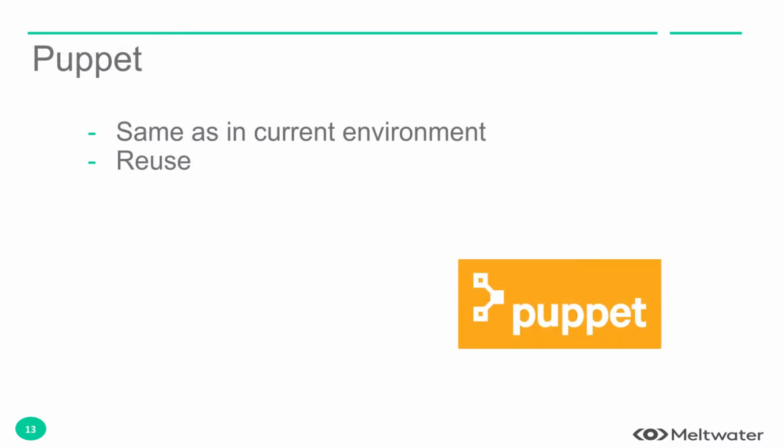And we use Puppet. We use Puppet mainly for installing software, distributing upgrades, fixing user access, etc. And we have no good reason for using it other than we always did. So we know how to use it and we can reuse some of it.